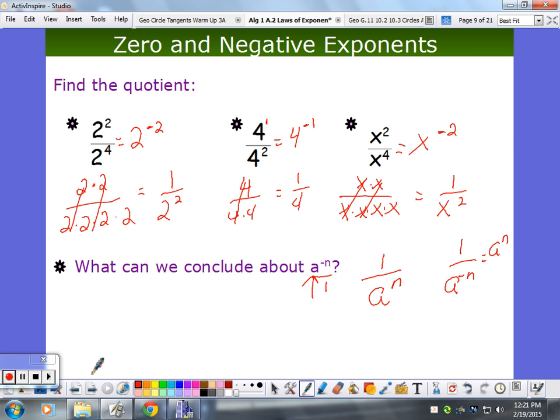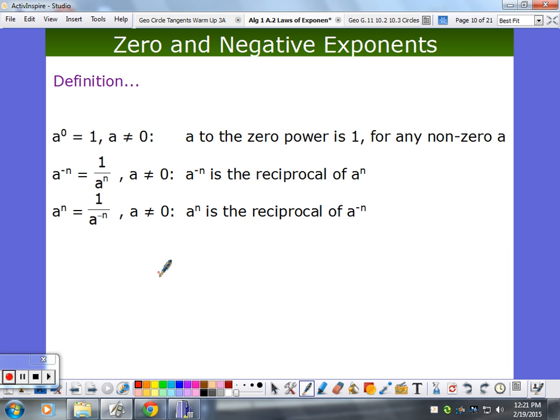So this is what I just said. A to the 0 is 1. A to the negative n is 1 over a to the n. 1 over a to the minus n is a to the n. So you can kind of move these up and down. You just have to change the sign of that exponent.